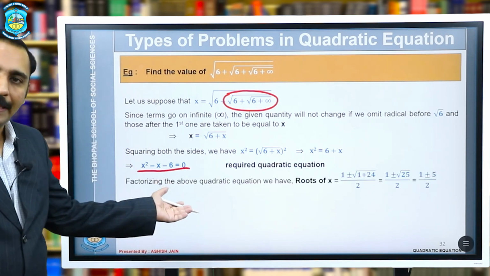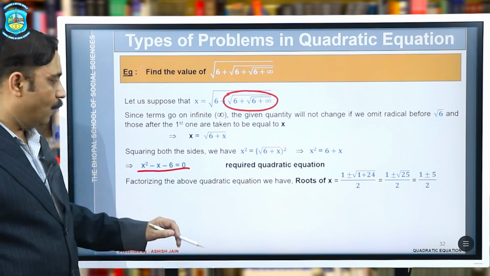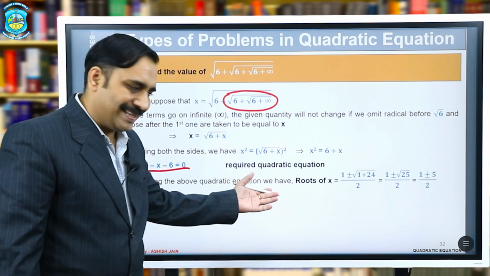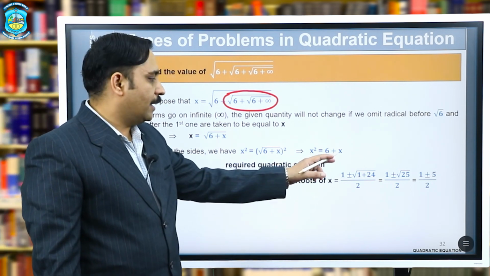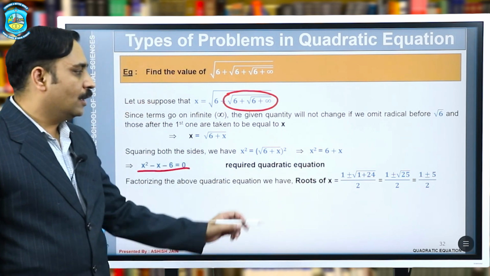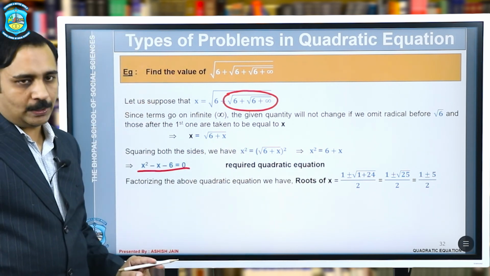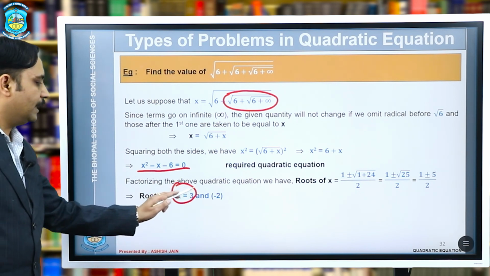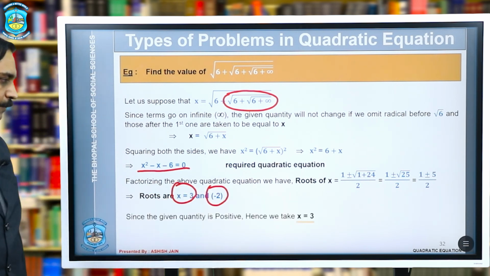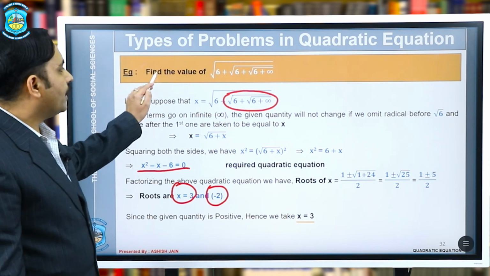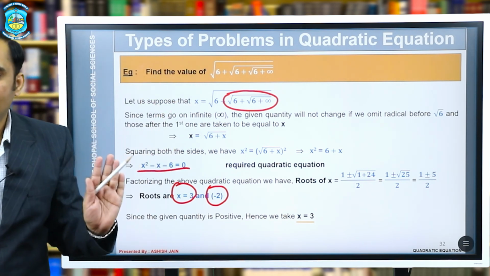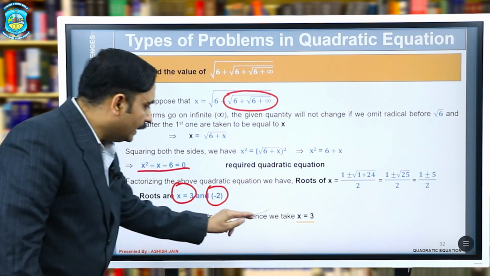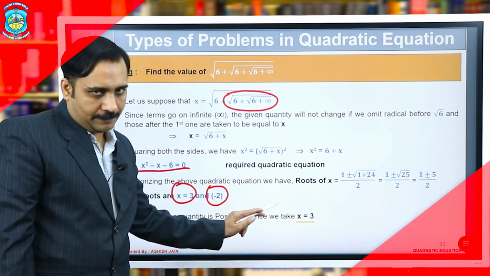We will solve this using the factorization method. You can use any method you want. So we have the root of x as 1 plus minus under root of 1 plus 24 by 2, which is 1 plus minus 5 by 2. Okay, so we have two roots of x. First is x equal to 3, second x equal to minus 2. Since we are finding an under root and we don't have any negative value in under root, we will take the value of x as plus 3.